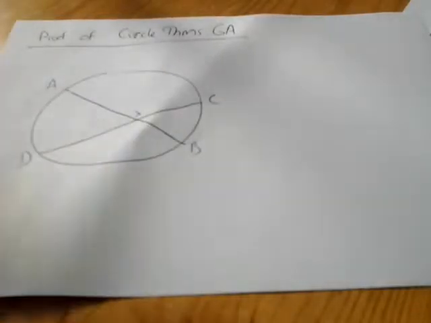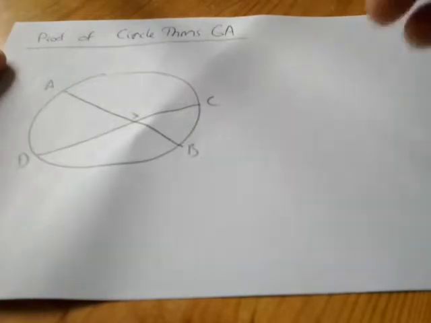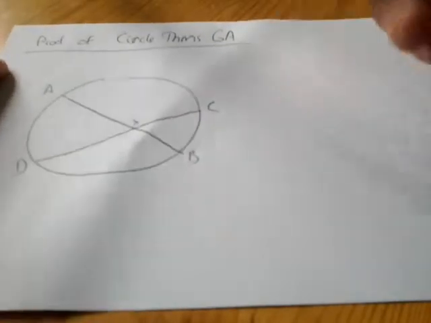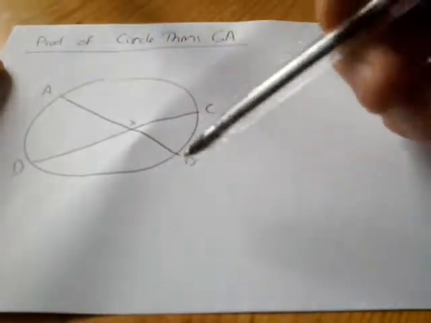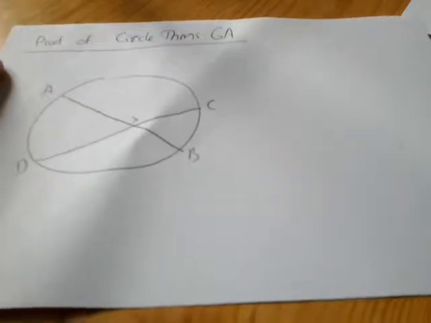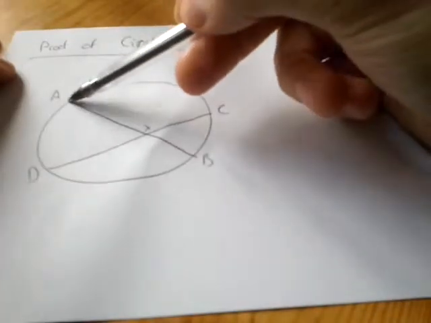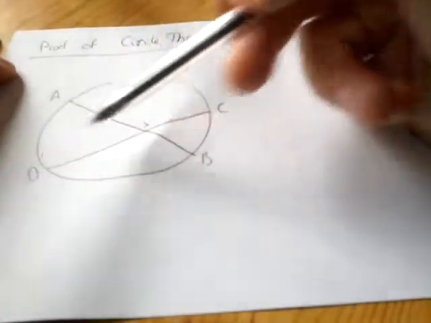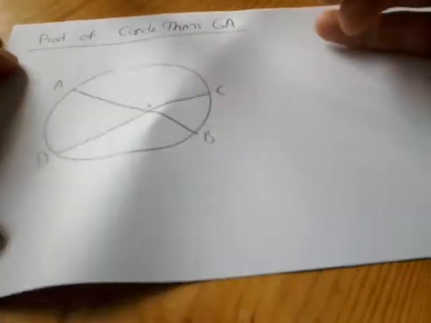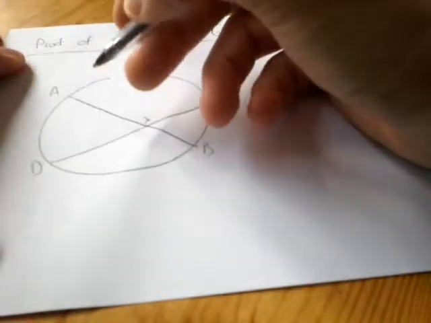Hello and welcome to a proof of circle theorem 6, that's the intersecting chords theorem in the case where the chords cross inside the circle. The proof: we want to prove that circle to crossing point times circle to crossing point is circle to crossing point times circle to crossing point, or AX times BX equals CX times DX.